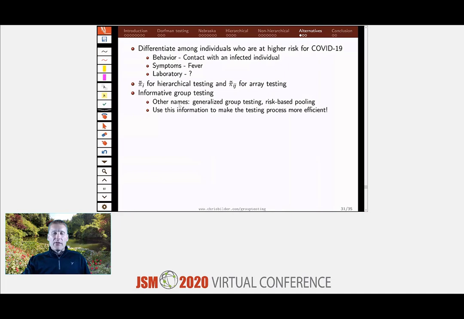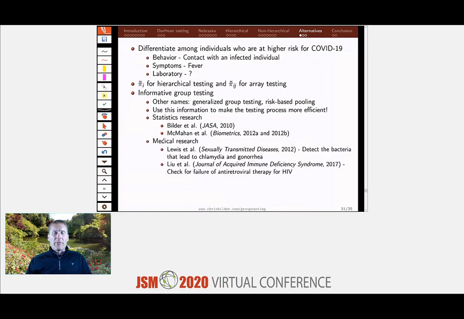And as you would imagine, if you're using more information, the testing process is going to be more efficient in the end. And indeed, that's what happens. Over the last 10 years, there's been a number of research papers in statistics on this particular subject. If you're looking for a place to start, I recommend Chris McMahan's set of papers that were in Biometrics in 2012. I'm a co-author with it, as is Josh Tebbs from the University of South Carolina. But there are also papers in the medical literature on it. And just based upon my experience with working with people in laboratories, I will tell you that this is the way that they think about doing their testing. If they could differentiate amongst individuals who are at higher risk, they would implement testing differently.